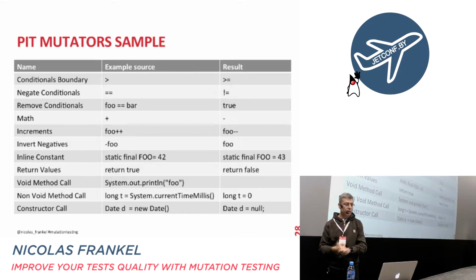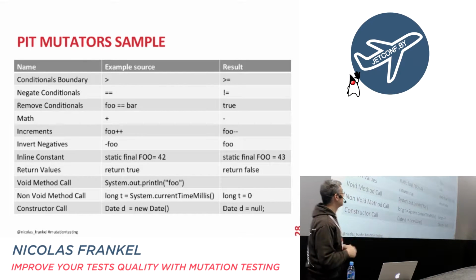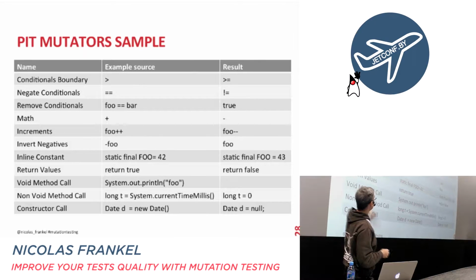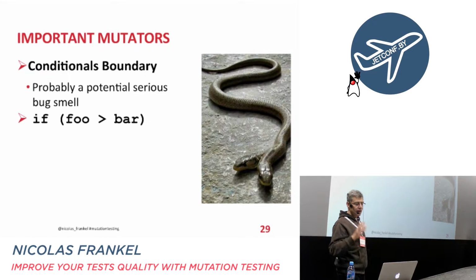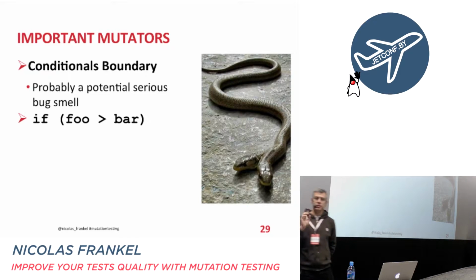You have the negate conditional. It will change equals equals by different from. It will remove the conditionals. A lot of stuff. And so this is how PIT works. It will apply those mutators to your source code, one at a time. I think they are important mutators.